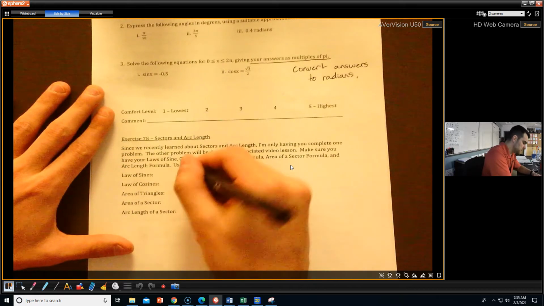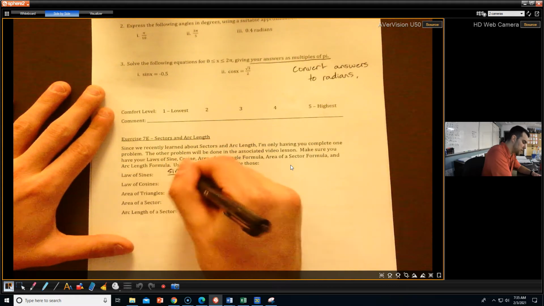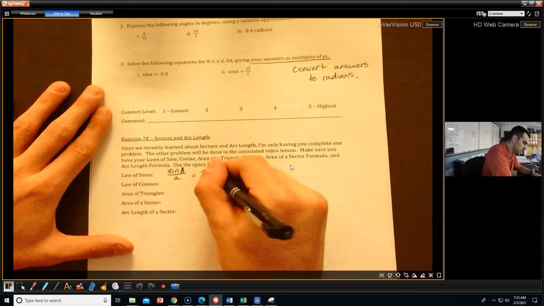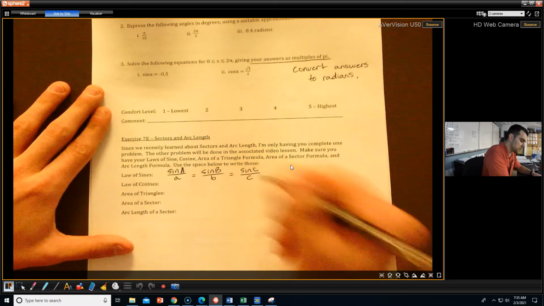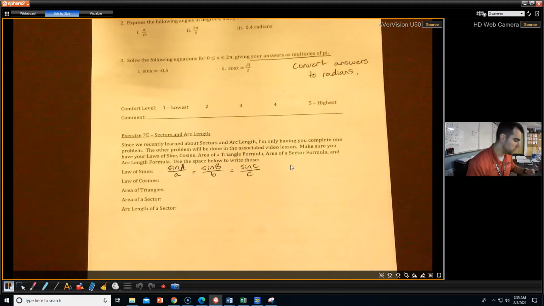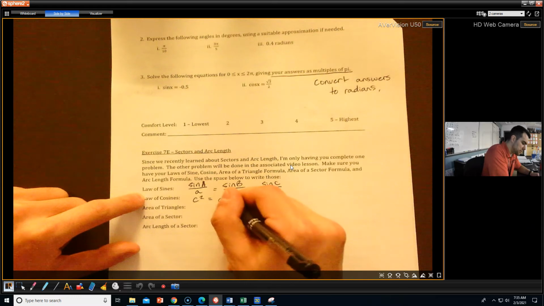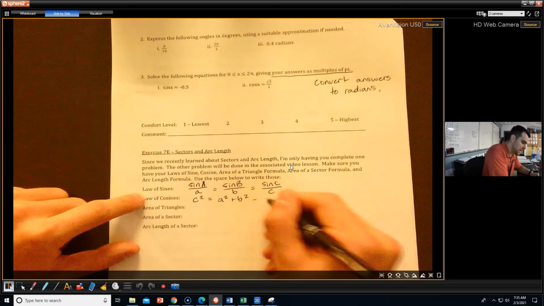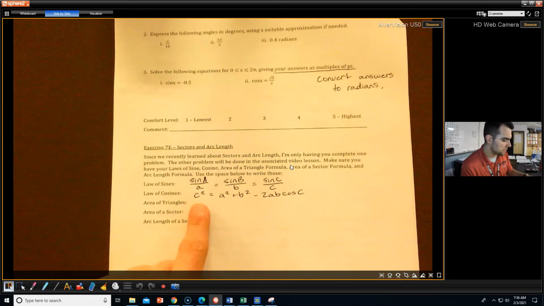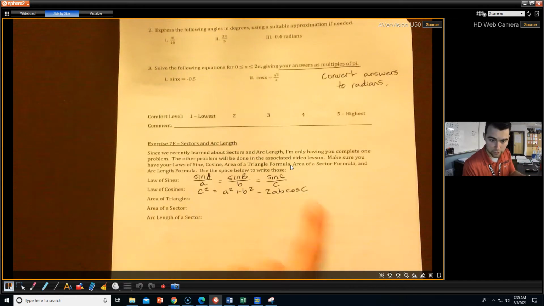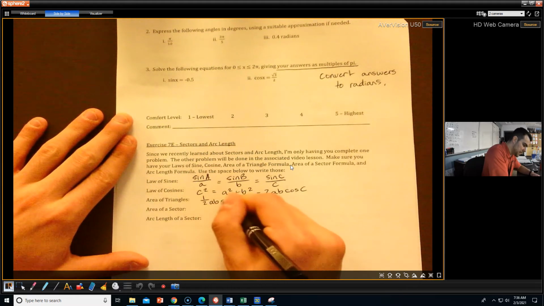Our law of sines, that would be sine of A over side A is equal to sine B over side B, which equals sine of C over side C. They're all related to each other. It's all one big ratio, okay? The law of cosines. This could be C squared equals A squared plus B squared minus 2AB cosine of C. Whatever angle that's associated with the side length, that's the one we're going to use. The area of triangles, that is 1/2 AB sine of C.